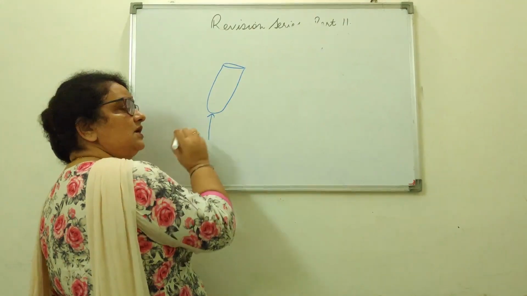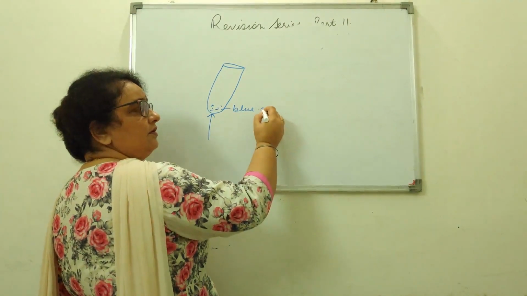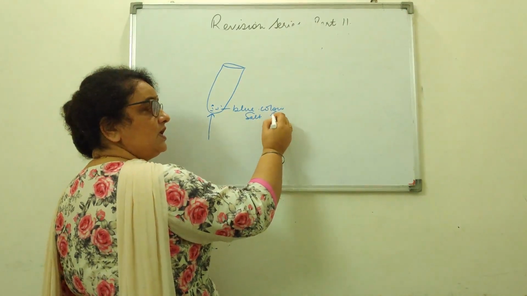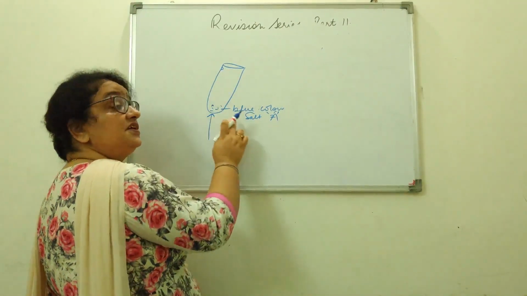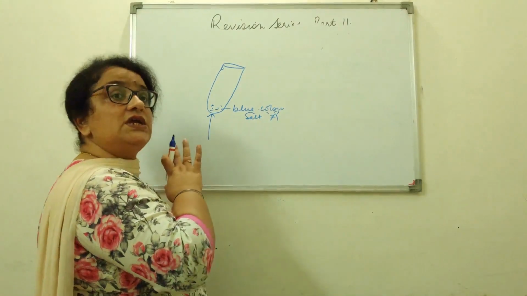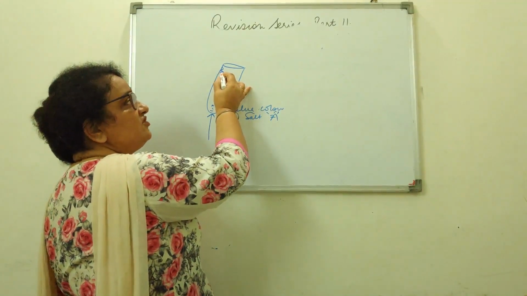So again, the blue color salt A is heated, and it is heated in a dry boiling test tube. Other salts are also heated in a dry boiling test tube. What is the idea of saying dry boiling test tube?